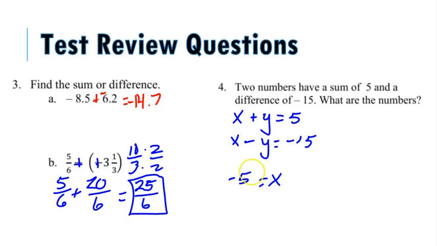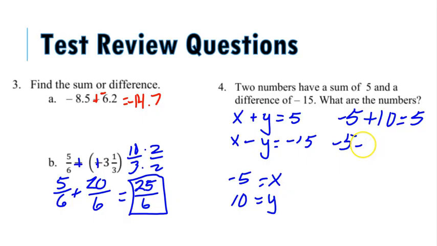So if x is negative 5, y is going to have to be 10. Because now if I did negative 5 plus 10, that gives me a positive 5. And if I did negative 5 minus 10, that gives me my negative 15. So my two answers, or my two numbers, would be negative 5 and 10.